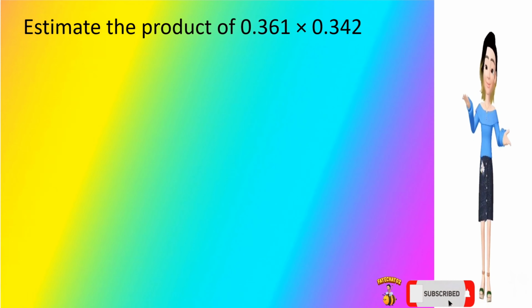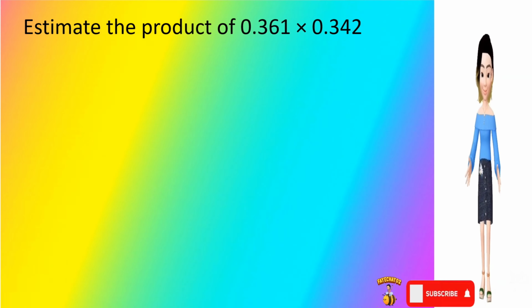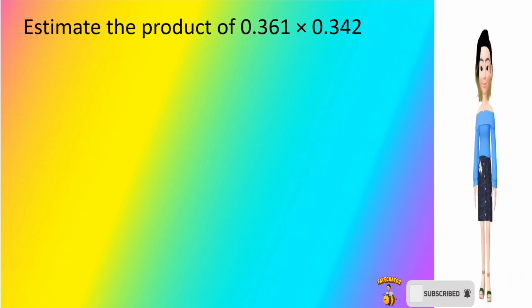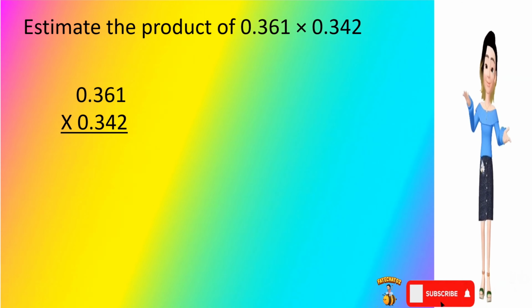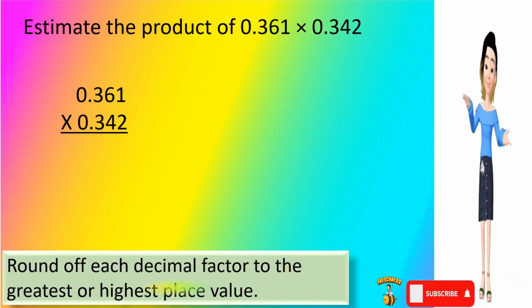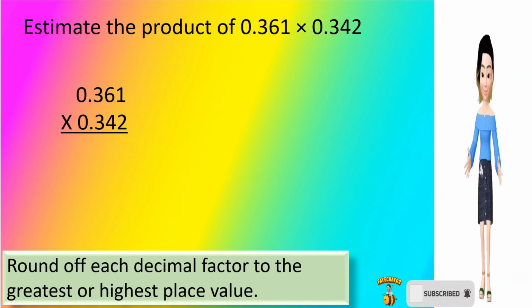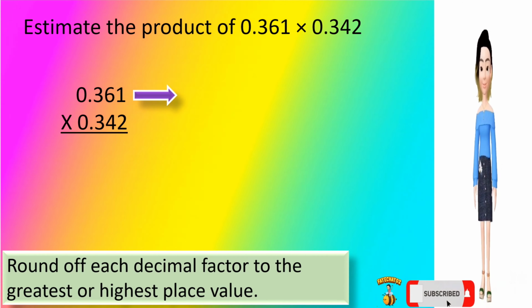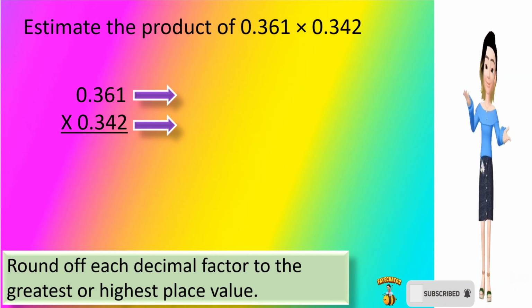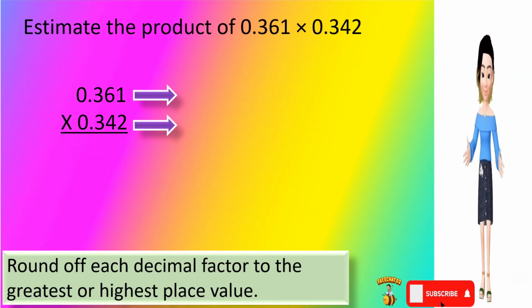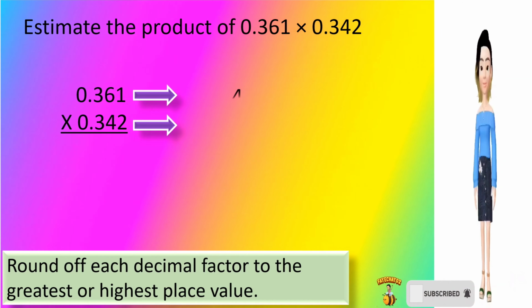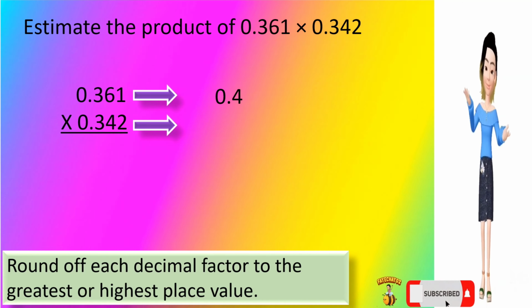Another example, estimate the product of 0.361 times 0.342. So again, write the decimals in column. Then follow the first step, round off each decimal factor to the highest place value. So 0.361, the highest place value is the tenths place. So if we're going to round off 0.361 to the nearest tenths, the answer is 0.4.